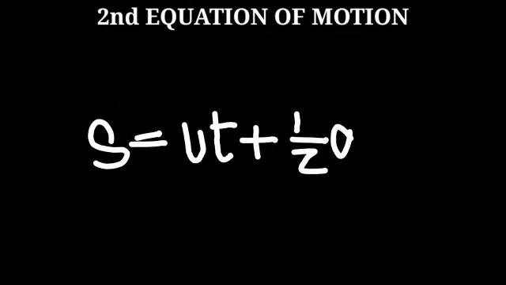Simple, right? The second equation of motion, relating displacement to initial velocity, time, and acceleration. Now, let's think about the displacement s. During this uniformly accelerated motion, we know that the displacement is related to velocity and time. If the velocity were constant, we'd simply have s equals v times t. But here, the velocity is changing.